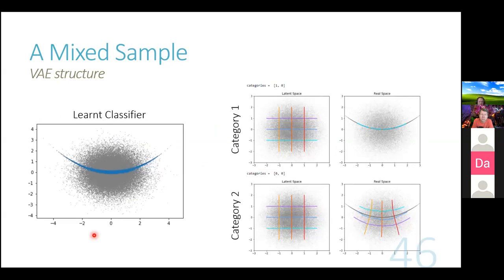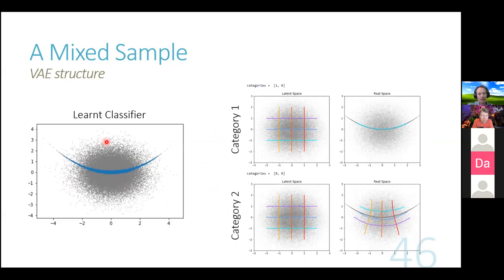And so I trained on this data set, and it knows nothing in advance about there being two categories. I allowed for there to be up to four categories. But at the end, it only actually used two of the categories. The others ended up just being random. And the two categories that it learned were this banana shape in blue and all the points in gray. So those are the two categories that it learned.